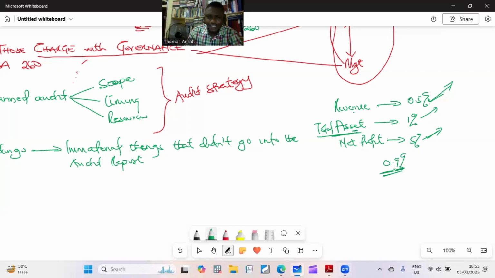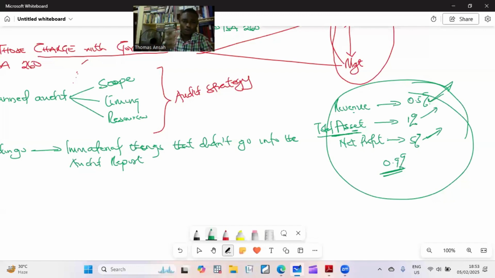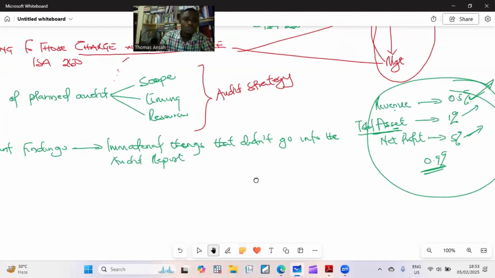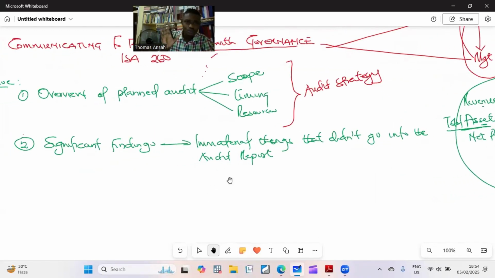So if it is like this, it means that the thing is not material, and therefore it will not come into our audit report. And like I said, those things that are not communicated in the audit report are communicated in the management letter, communication to those charged with what? Governance. So when you see the thing is immaterial, you will say that those ones will be reported in the management letter. Please, is that understood?